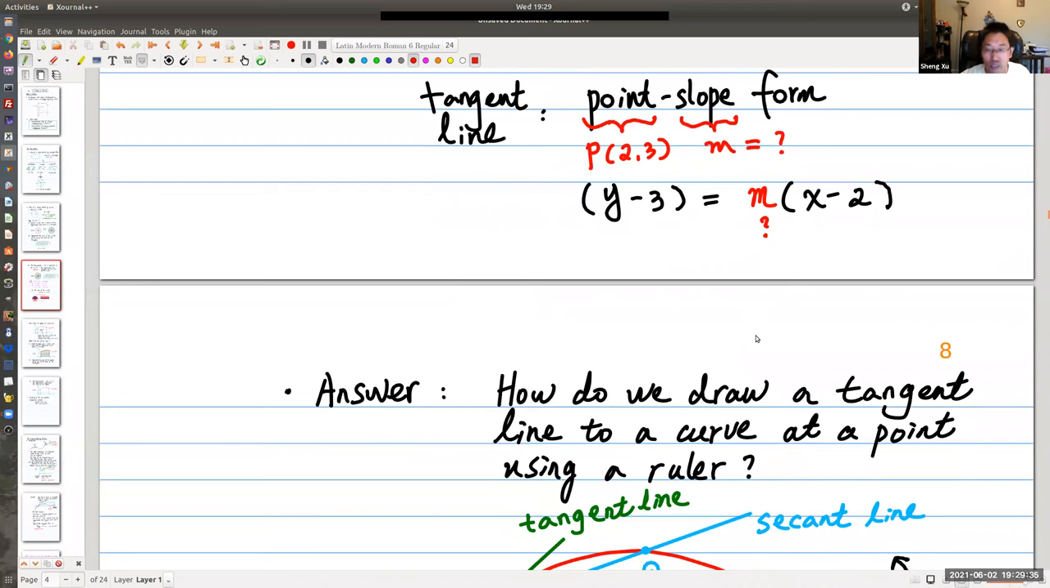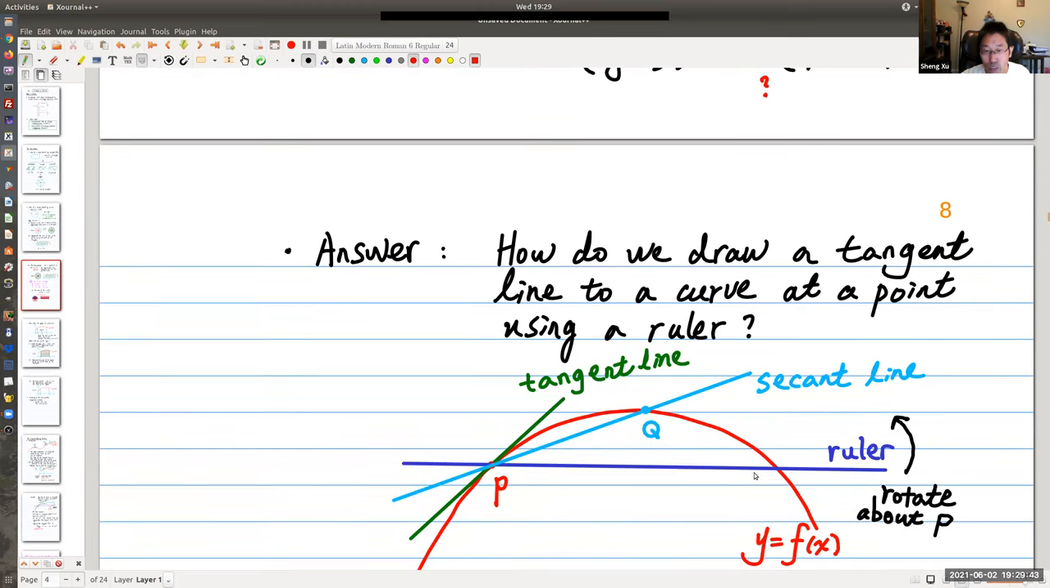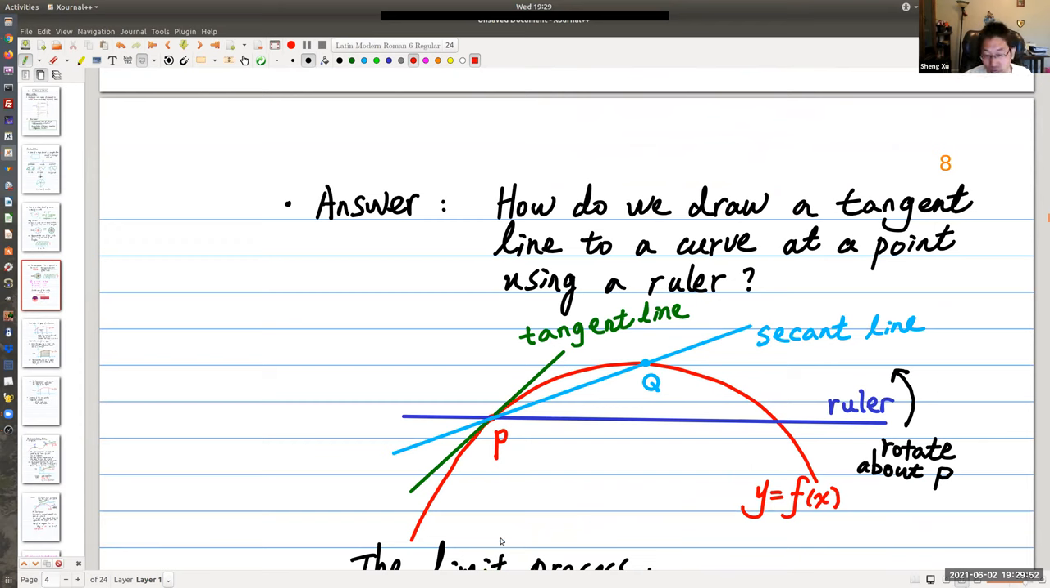I'm going to answer this question by asking you another question. Suppose I give you a curve. How do you draw a tangent line to this curve at this point? Let's do that. I think you already applied this idea in everyday life. In your everyday life, you already applied the idea of the limit process, the fundamental idea of calculus, without knowing it. Say this is the curve y = f(x), and I want to draw a tangent line to this curve at a point P.